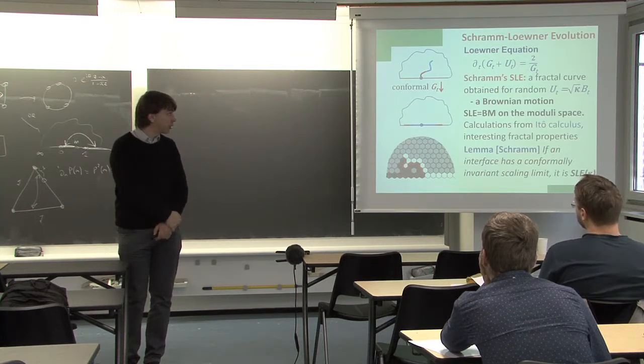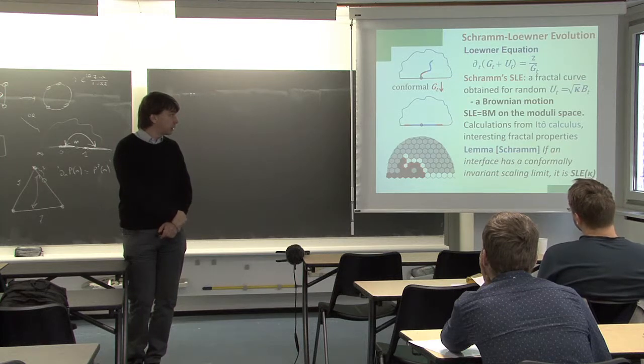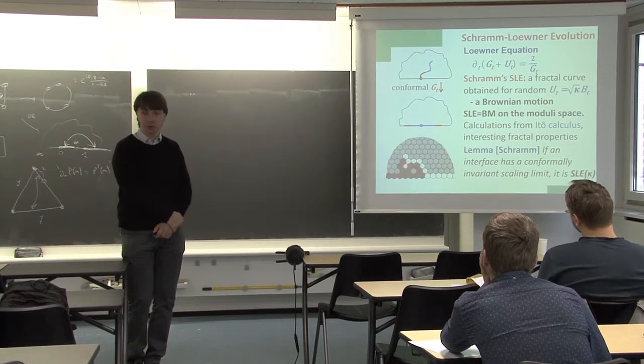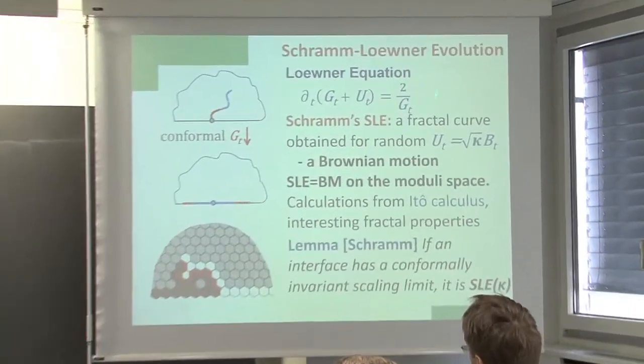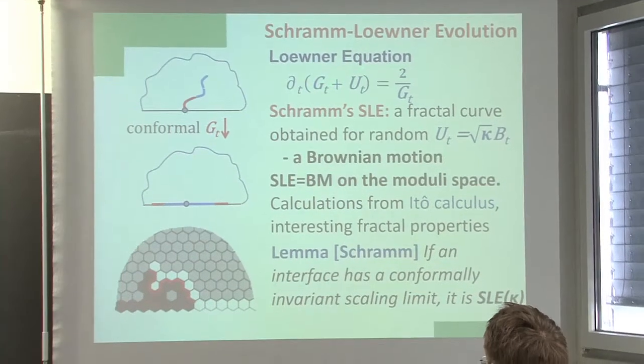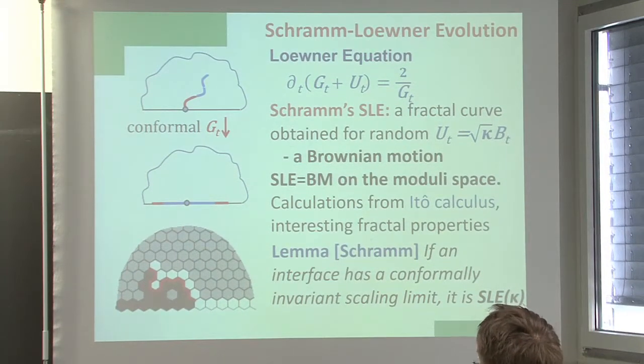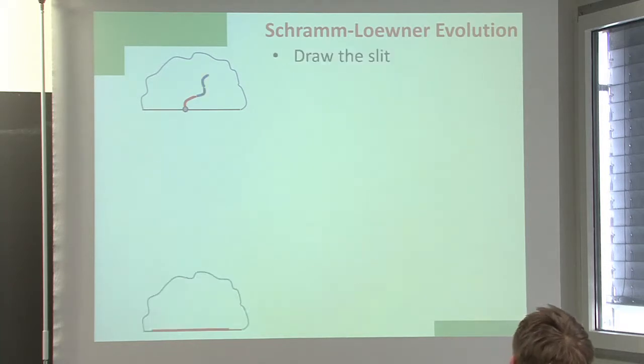Now the Schramm-Löwner revolution is the same thing, but you do it with a random curve. Löwner evolution was given by this equation, which Wendelin has written, yes? Schramm's SLE is what happens if you put a fractal thing here. Schramm's logic, so it's Wendelin's lecture but I will skip through this very fast, was basically the following: you draw a slit, and you want to describe it.